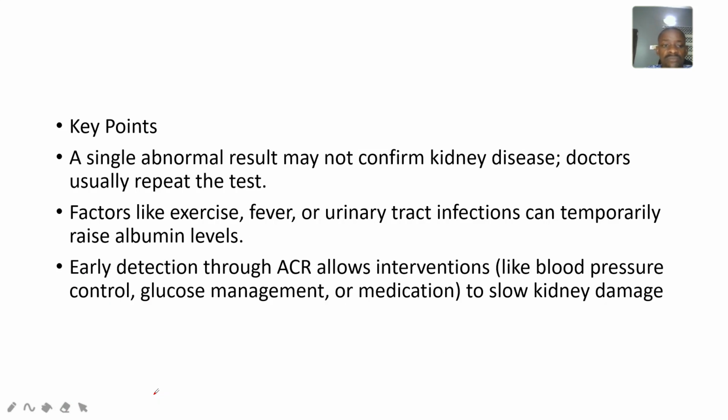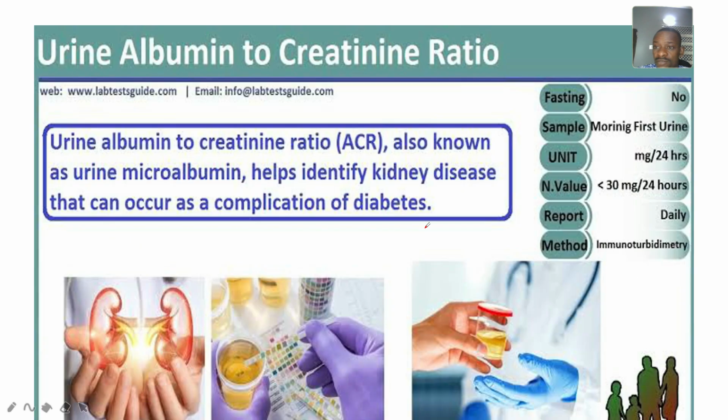So key points: a single abnormal result may not confirm the diagnosis. Do you understand? You have to repeat over some time. Factors like exercise, fever, and urinary tract infections can temporarily give you a false positive due to a rise in albumin levels. So you probably have to do other tests, and the history and physical examination can further confirm things. Okay. So that's what we got.